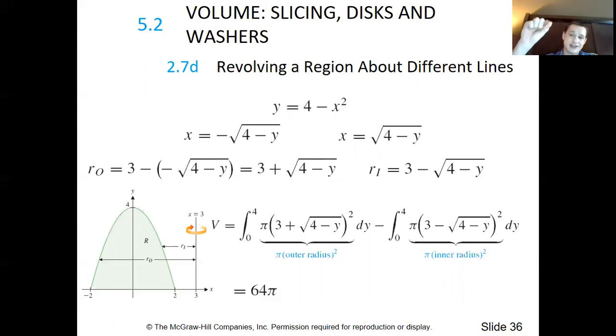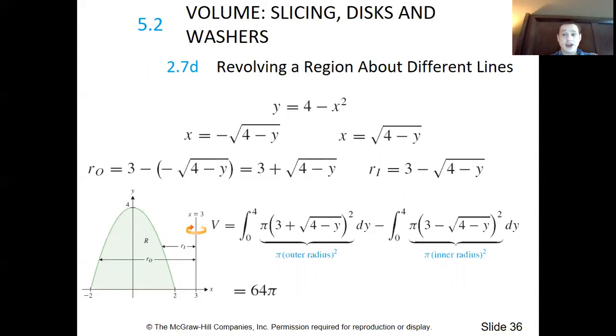Now let's talk about the inside radius, the little one. It's the distance from x equals 3 to the right side of this parabola. So what is it? Well, it's x on the right minus x on the left. X on the right is again 3. The x on the left is the x coordinate of the right side of this parabola. Now, if you solve for x in terms of y, that one was the positive square root of 4 minus y. So the inside radius would be 3, x on the right, minus the square root of 4 minus y, which is x on the left.